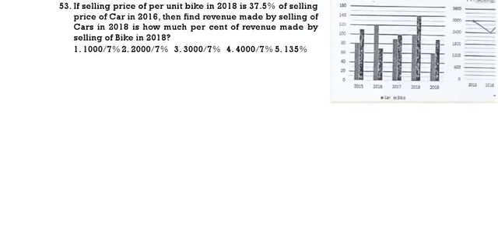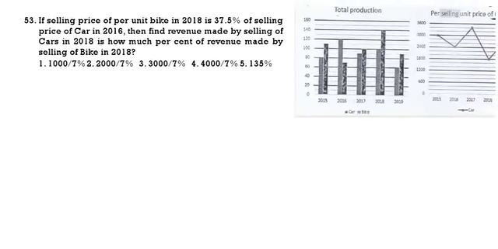If the selling price of the bike in 2018 is 37.5%, that is 3 by 8 of car in 2016. So what is the car value in 2016? You just see what is the car value in 2016. This is 2016, 2400. So this is the value. So bike in 2018 is 2400 into 3 by 8. That will give 900.